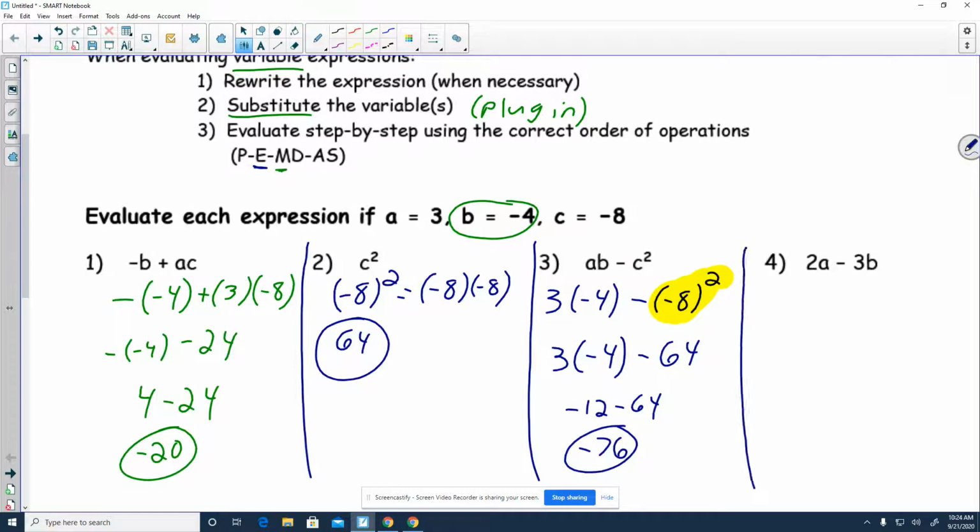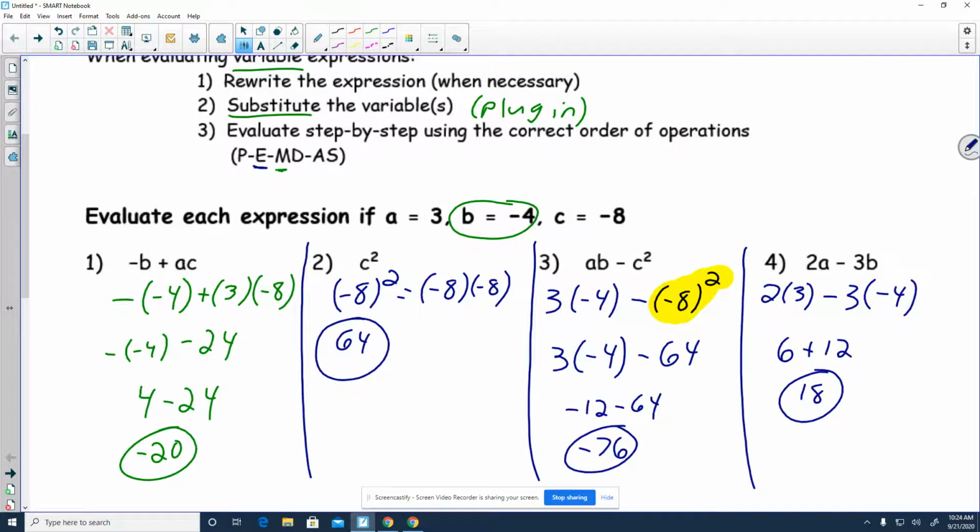Number 4, 2A minus 3B. My A is 3, so I'm literally just going to plug in 3 for A. My B is -4, so I'm going to plug in -4 for B. And then I'm just going to evaluate. 3 times 2 is 6. -3 times -4 is positive 12. And then 6 plus 12 gives me 18.